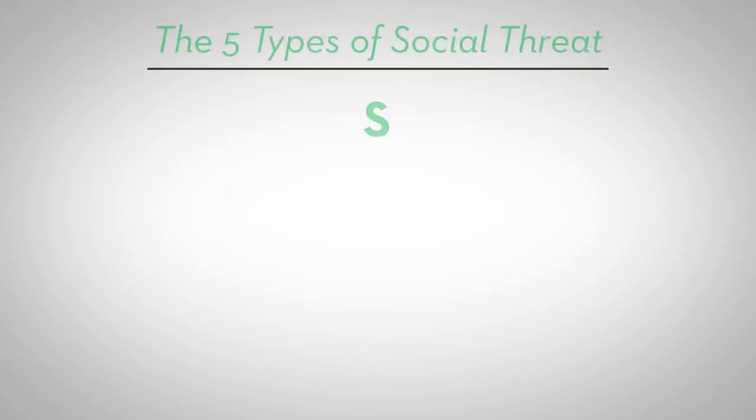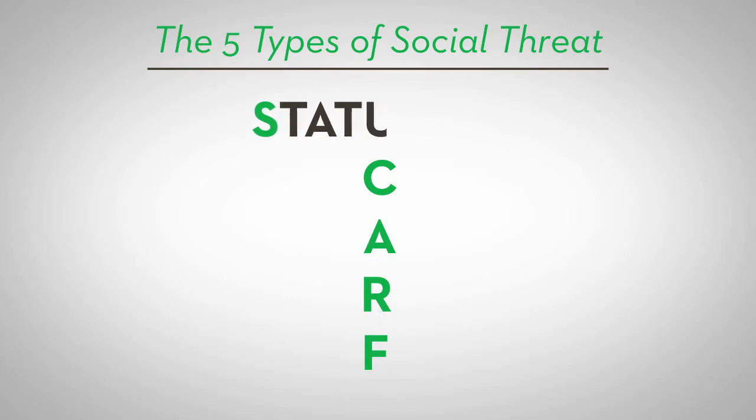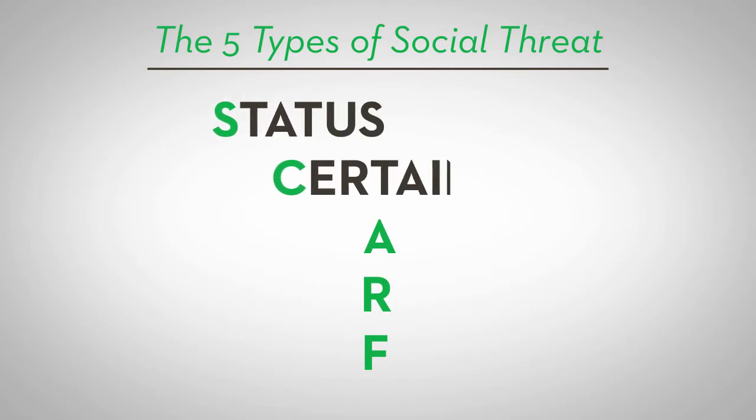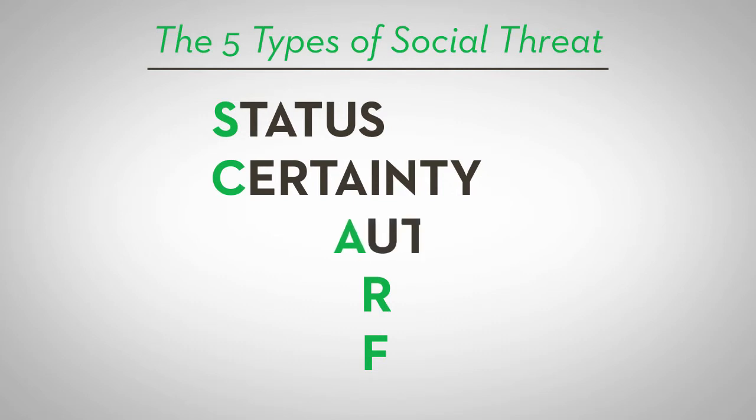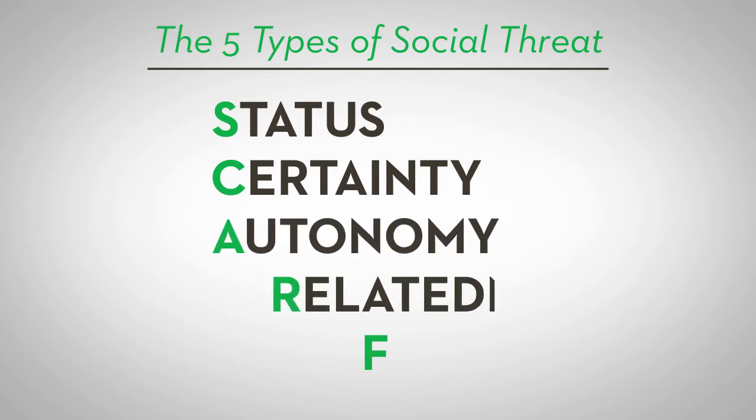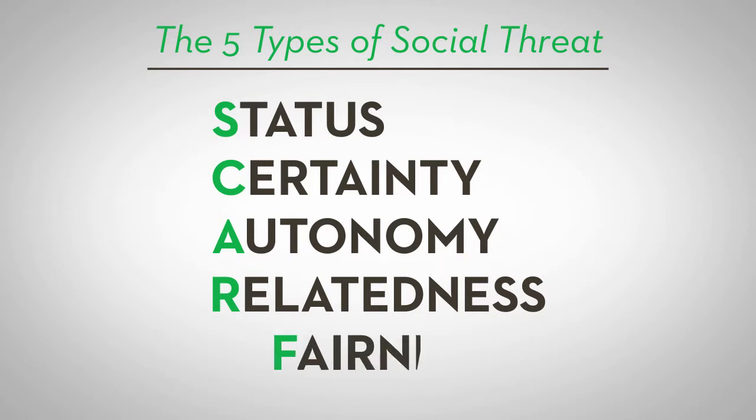Social threats fit into 5 different types of threat. The first one is status, SCARF, so the S is for status. C is for certainty. A is for autonomy. R is for relatedness, and F is for fairness.